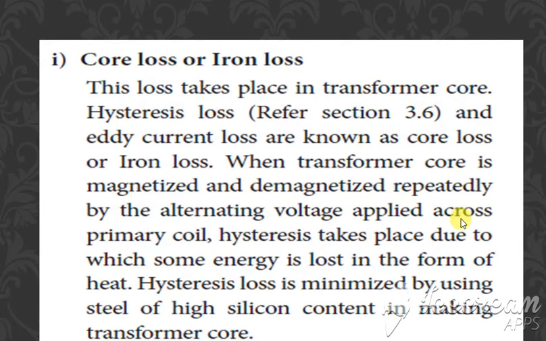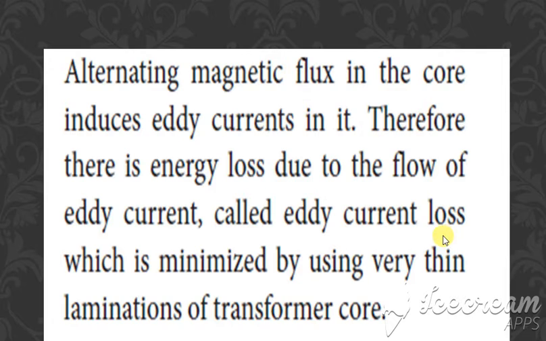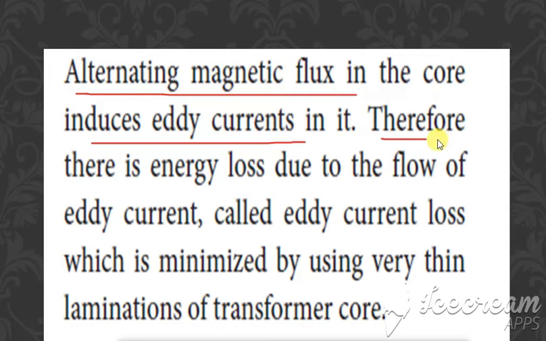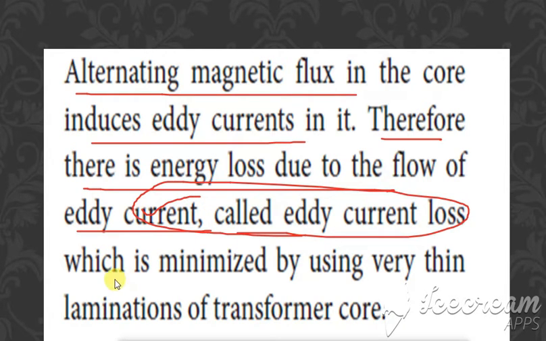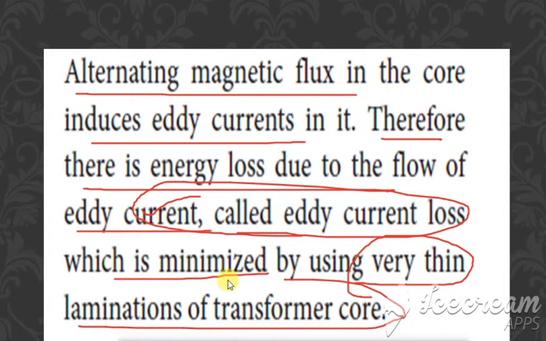Clear? Next, alternating magnetic flux in the core induces eddy current. Therefore there is energy loss due to the flow of eddy current. That is called eddy current loss. It can be minimized by using a very thin lamination of the transformer core.